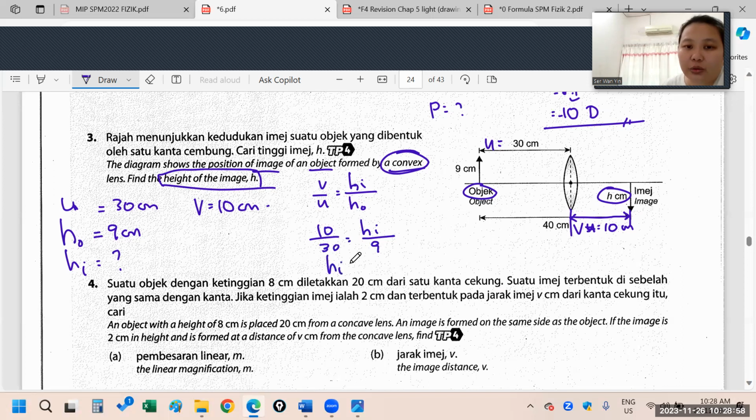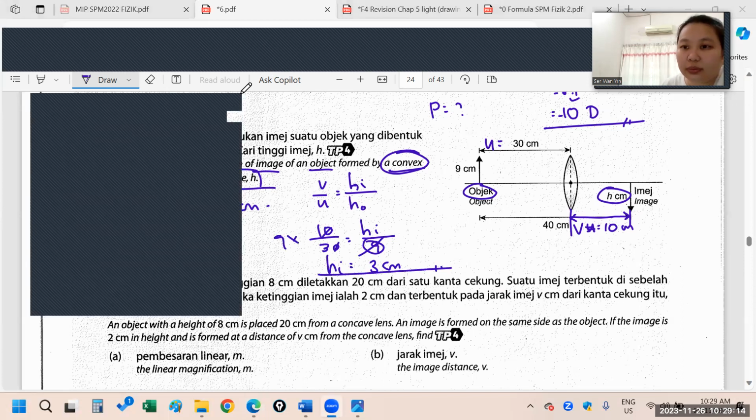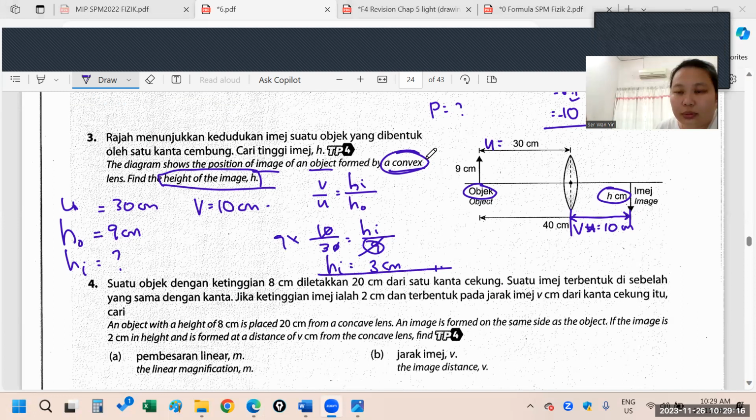So HI equals to, let's multiply, 3 cm. Why 4.5? 4.5.